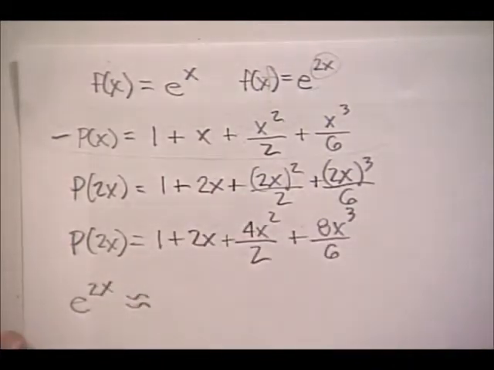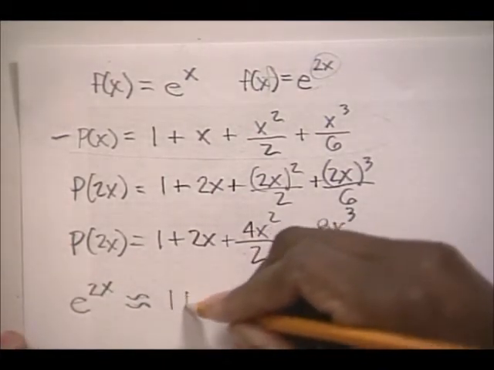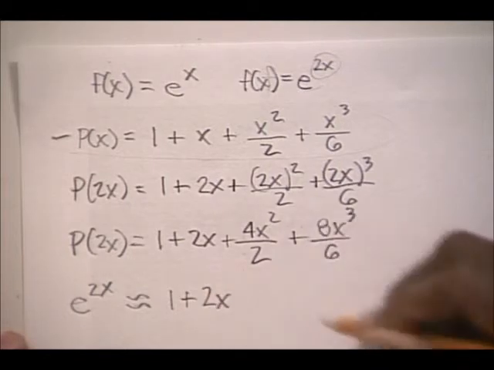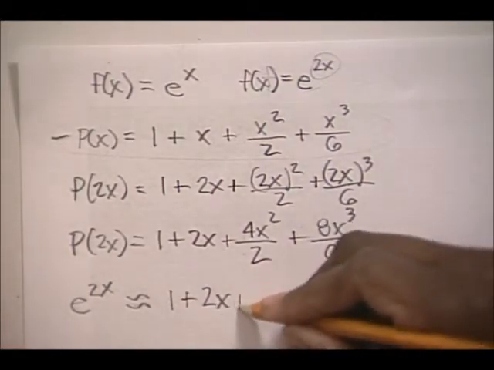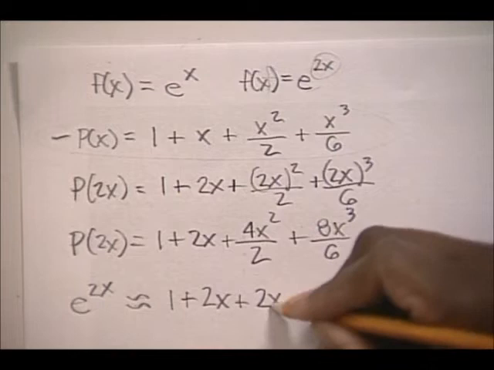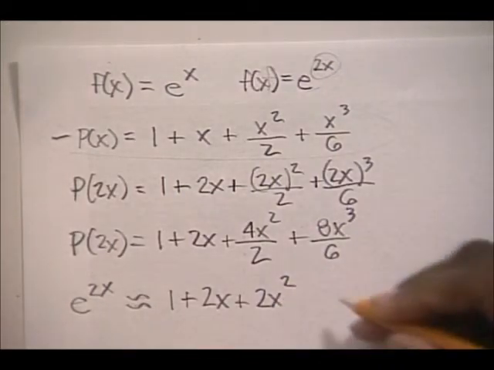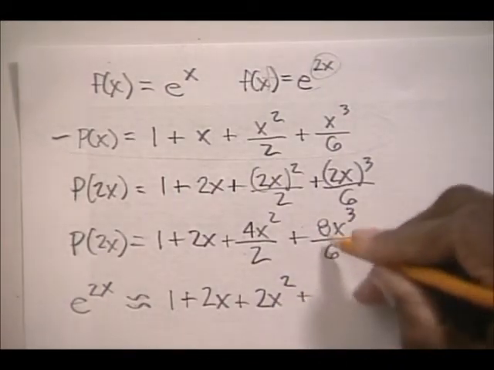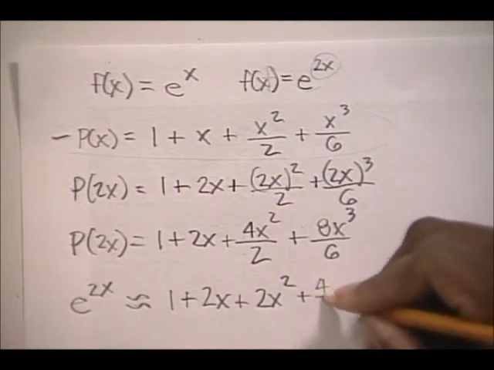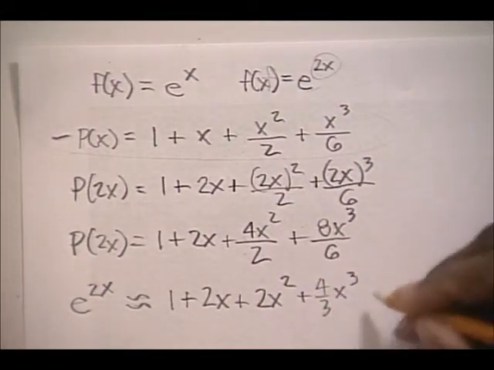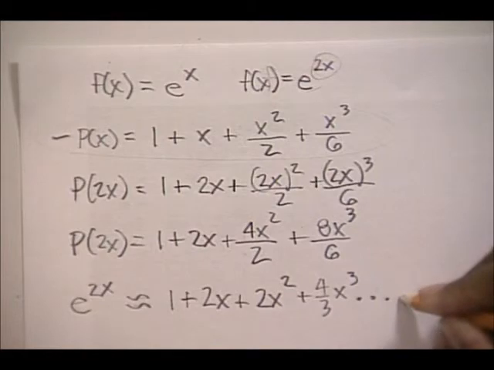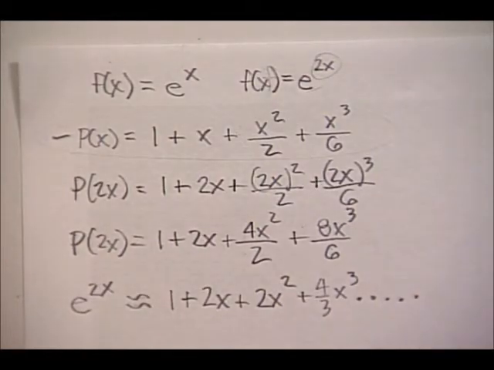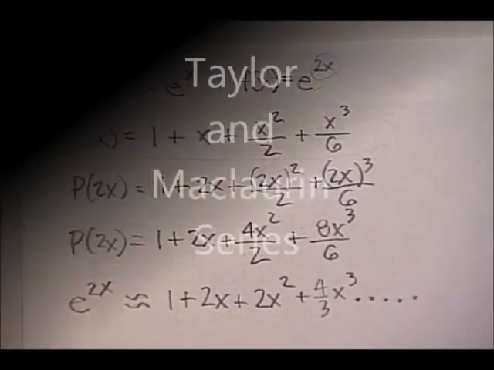We only have 1 minute left. You'd end up with 1 plus 2x plus 2x squared plus, since each of these is divisible by 2, 4/3 x to the third, and you could take that out as much as you'd like. And the more of these terms you have, the more accurate your answer would be.